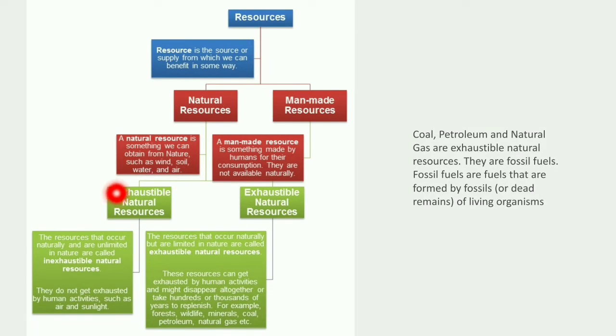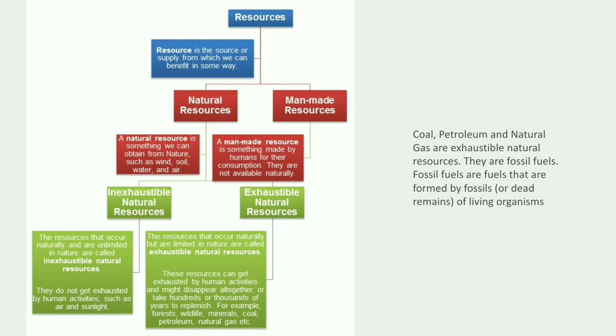So now, inexhaustible natural resources. The resources that occur naturally and are unlimited in nature are called the inexhaustible natural resources. I have already told you about the sunlight. So next one is, the resources that occur naturally but are limited in nature are called the exhaustible natural resources.